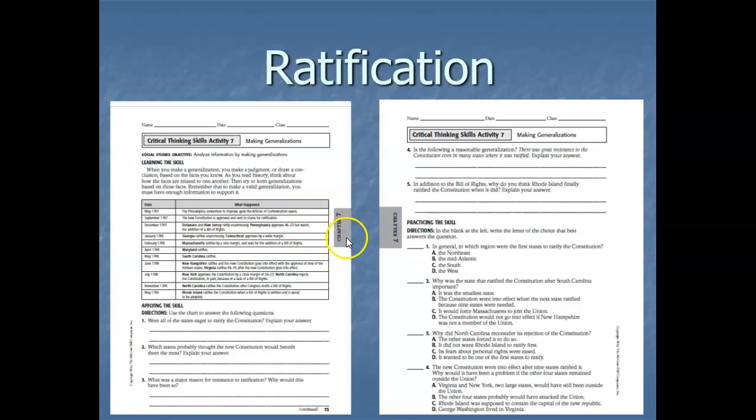The last thing brings us right back to where we started. We're going to talk in class, and I'm going to have one more screencast about ratification: which states ratify, and how and why. So that's where we end today.